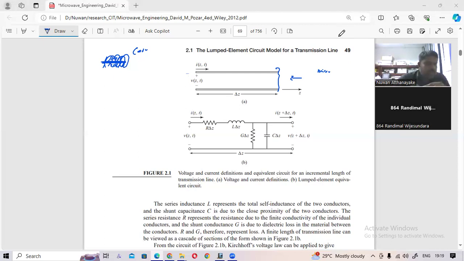So actually this is a patch antenna. This part is the antenna, and this antenna is constructed on this.